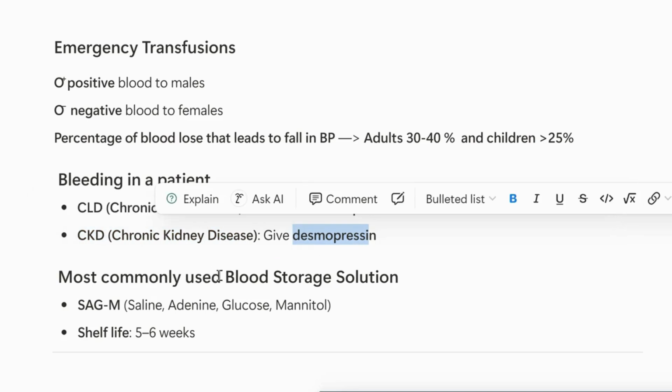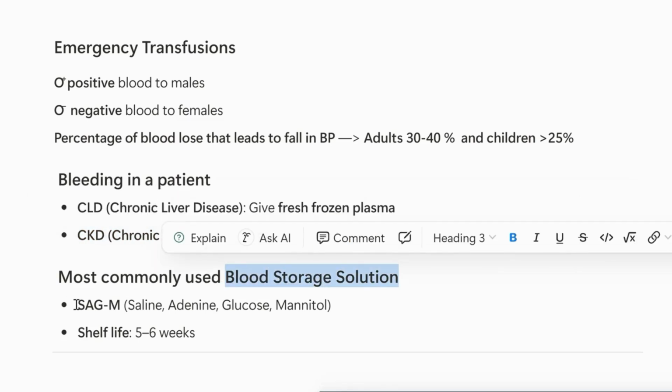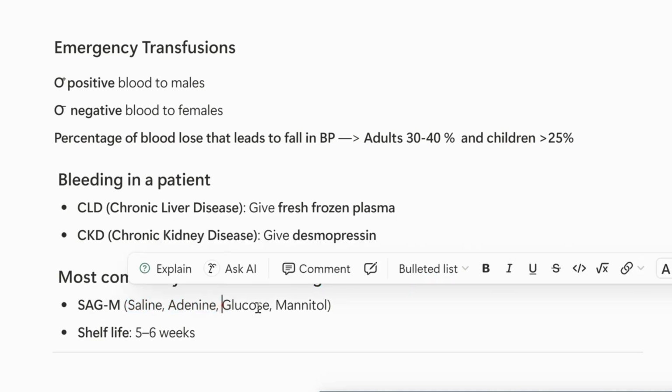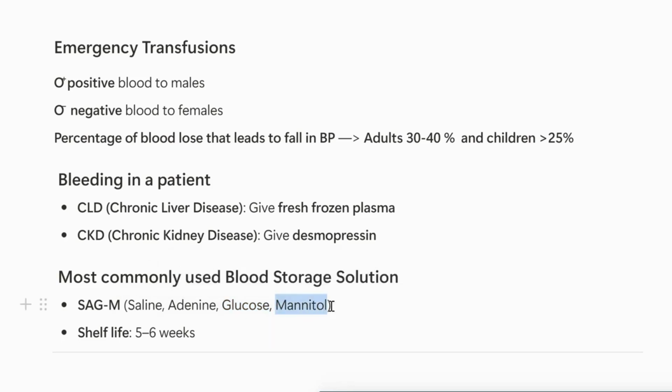So the most commonly used blood storage solution nowadays is SAG-M. SAG-M is defined as saline, adenine, glucose, and mannitol. By adding these components to the blood, the shelf life of the blood is increased to 5 to 6 weeks.